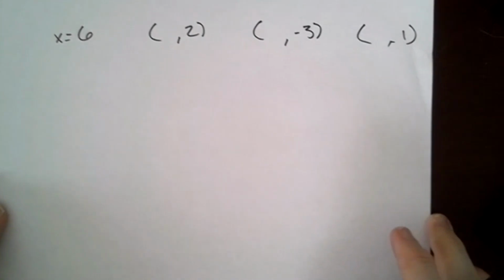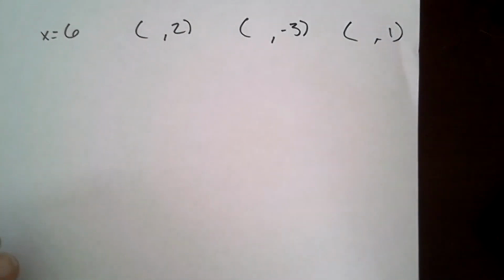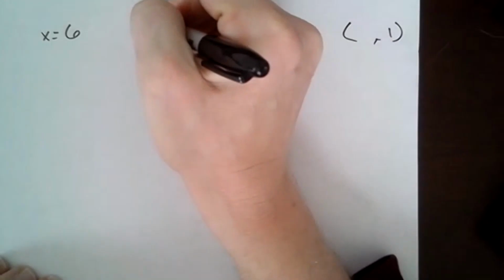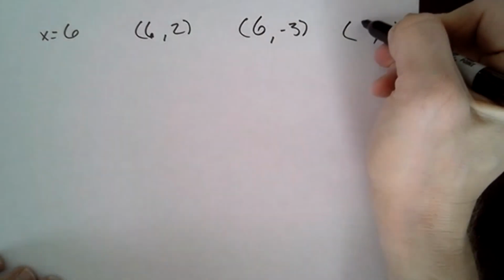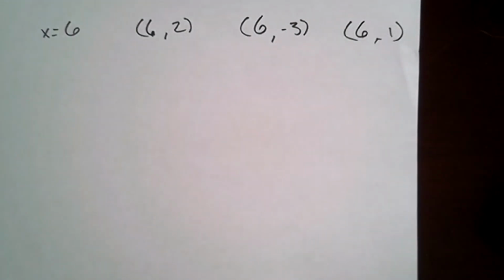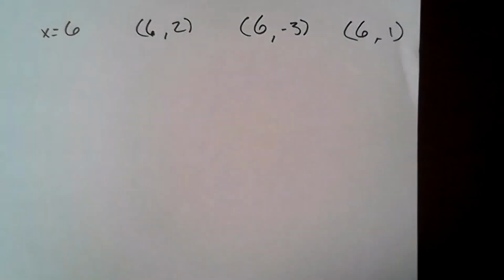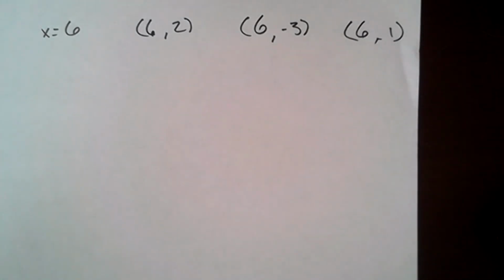Okay, well, this is a really easy one, because when x equals 6, then any point on the line has an x coordinate of 6. So if the y coordinate is 2, the x coordinate is 6. And if the y coordinate is negative 3, then the x coordinate is 6. And if the y coordinate is 1, then the x coordinate is still 6. That's it. That's a nice, easy one. Next problem.